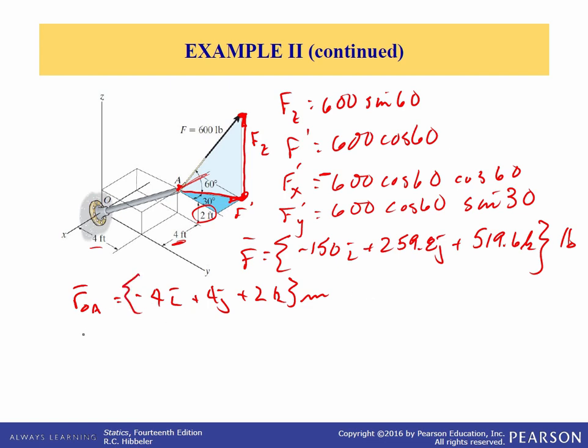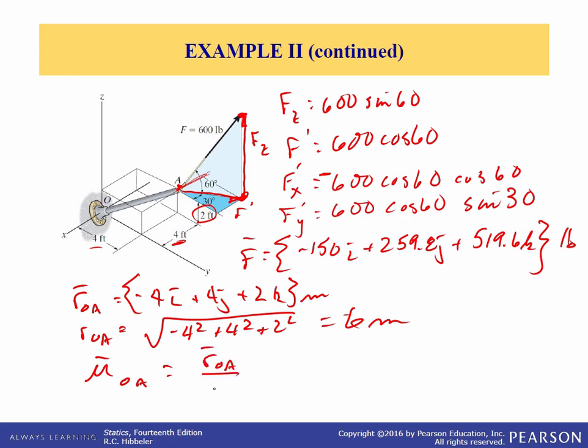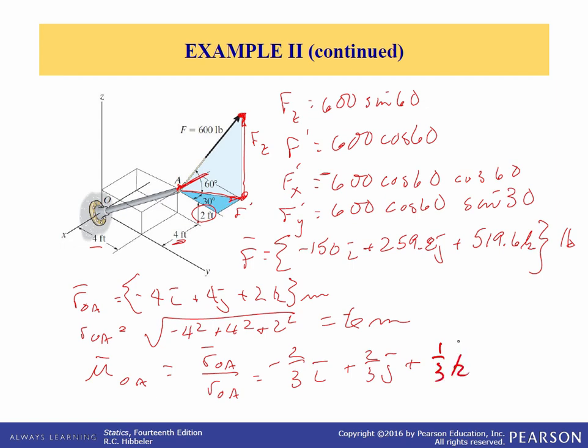Now the magnitude of rAO is just the square root of the sum of the squares, so minus 4 squared plus 4 squared plus 2 squared. And that's equal to 6 meters. So the unit vector between O and A is the vector itself between O and A divided by its magnitude. So it's minus 4i divided by 6, which is minus 2/3 i, plus 4 divided by 6 in the j, so it's 2/3 in the j. 2 over 6 is 1/3 in the k.